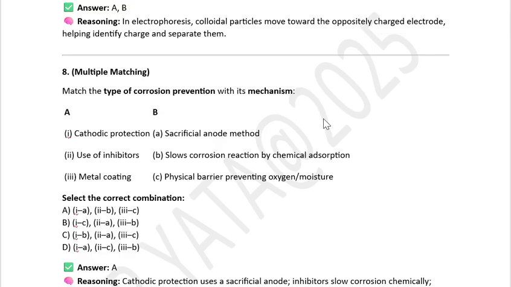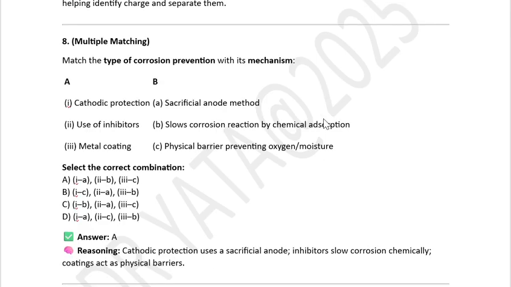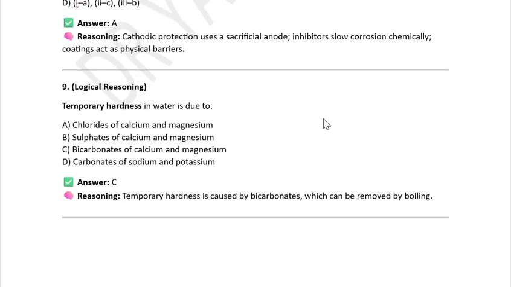Next, eighth question. Match the type of corrosion prevention with the mechanism. There are two columns A and B. The correct answer is A, that is A1, B2, C3. Cathodic protection uses a sacrificial anode. An inhibitor slows corrosion chemically, and a coating acts as a physical barrier.